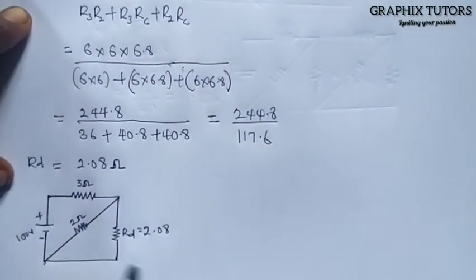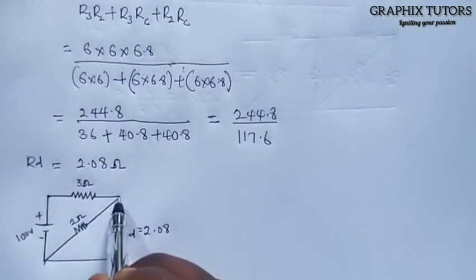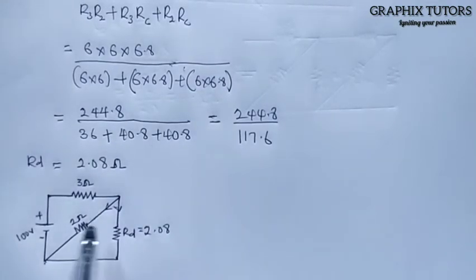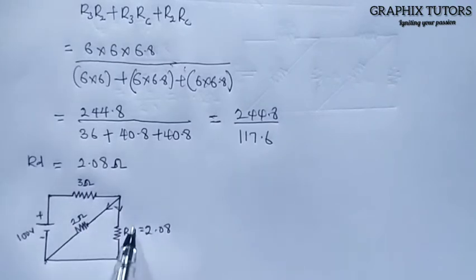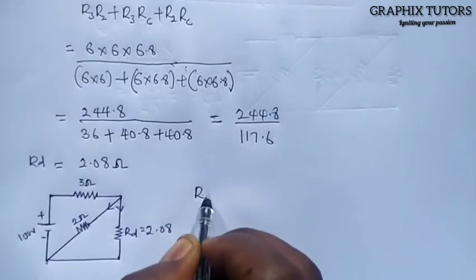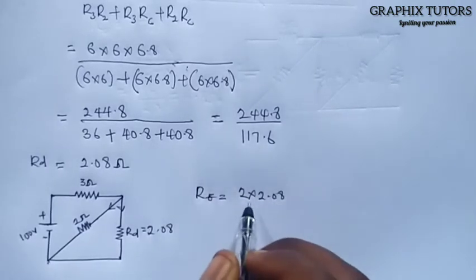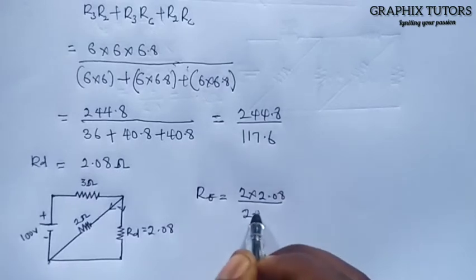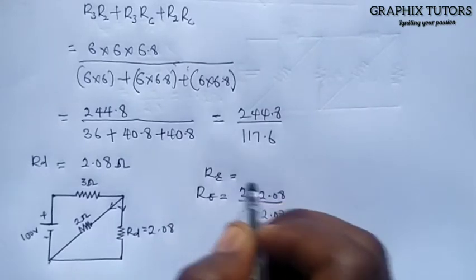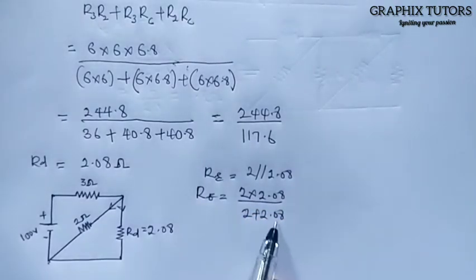Now if you look at this now, when the current is being supplied from this and gets to this node here, it splits into these 2 directions. So it means that what? Since they are experiencing 2 different currents, both of them are in parallel, right? So I'm going to put that my RE is equals to 2 times 2.08 all over 2 plus 2.08, because RE is equals to 2 parallel to 2.08. All good? So they are parallel.